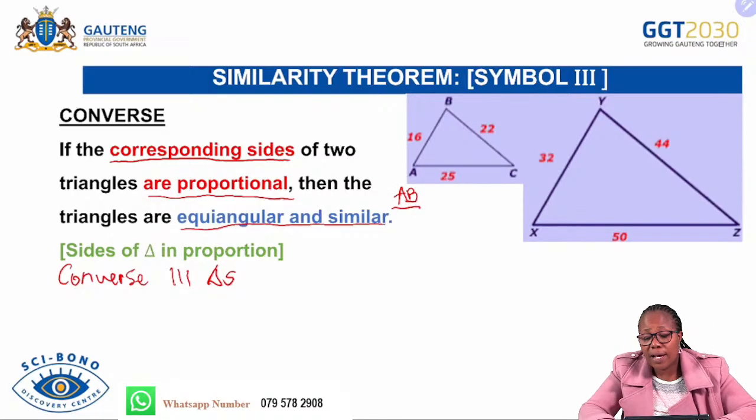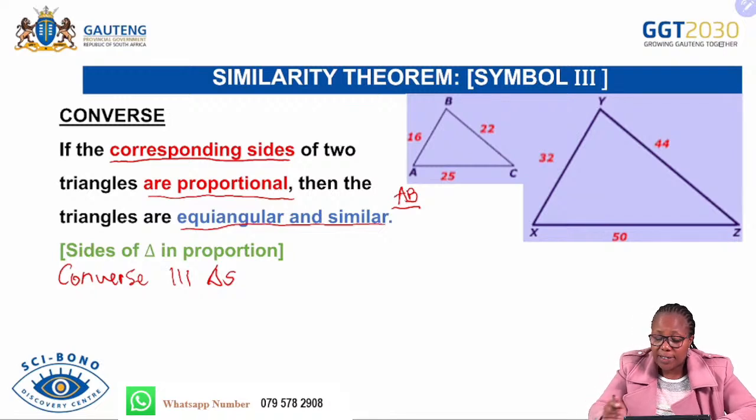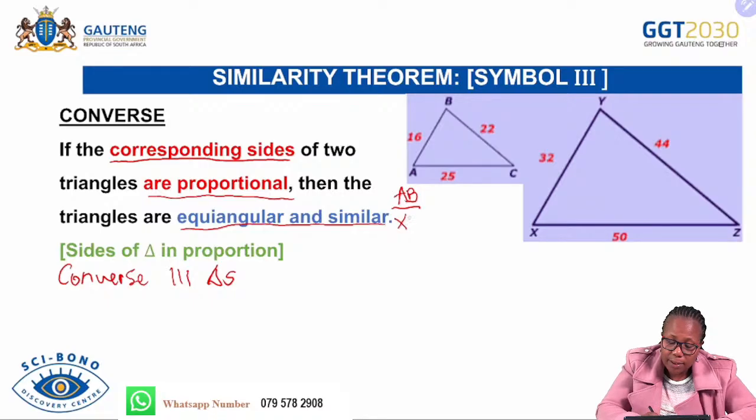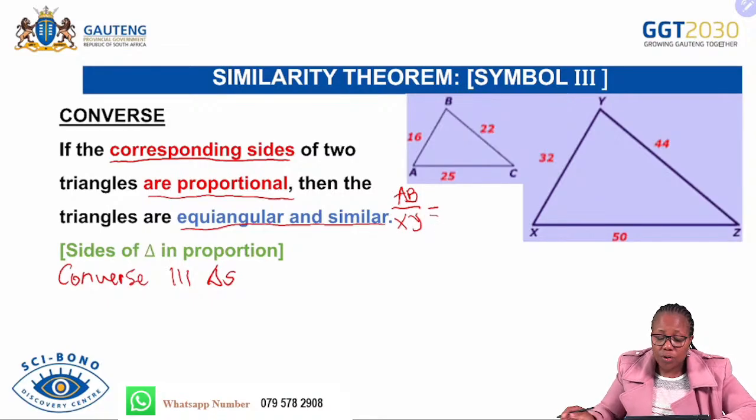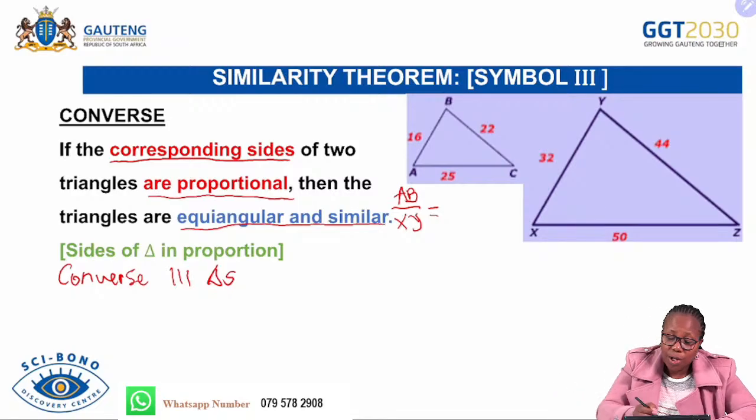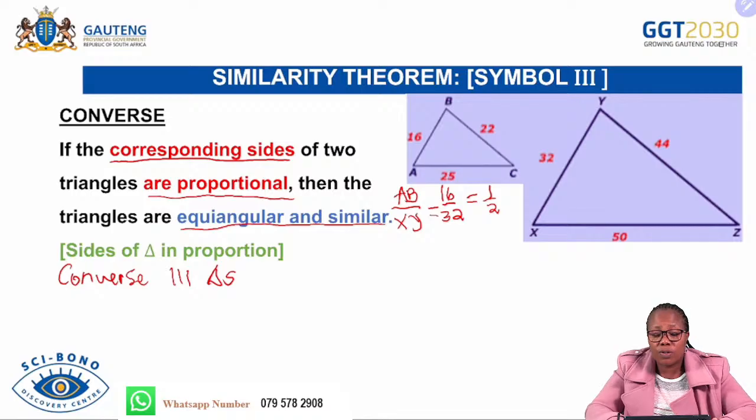And then on the other bigger triangle, which side is the smaller one? That is the XY. So we are looking at the simplified ratio of the two. That means AB is 16. We can substitute that. The XY is 32 there. Simple fraction for that is 1 over 2.